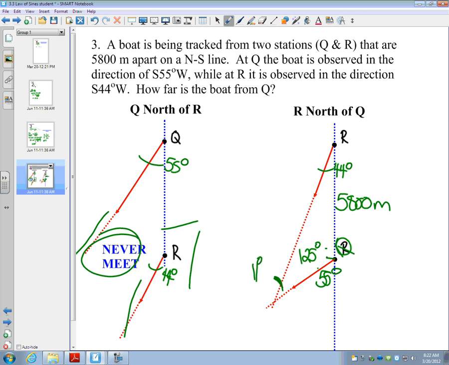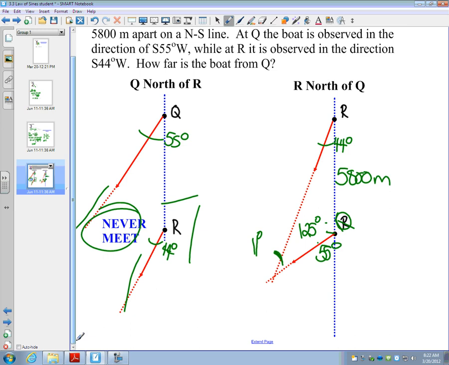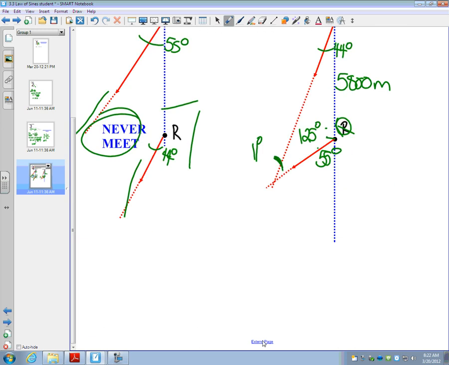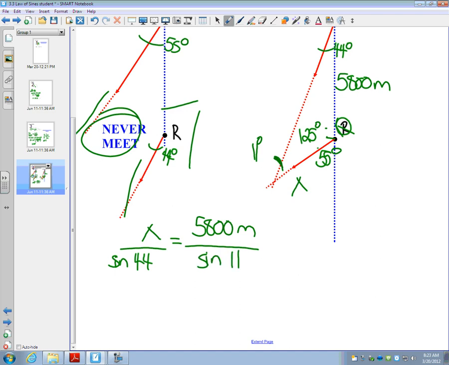Okay, so now we can use the sine law. So we can say that x is to sine of 44, because this is what we really want to find. The question asks us how far the boat is from Q. We want to find this length here, this x. So side length x is to the angle opposite, which is sine of 44, is equal to the other side length we know, 5,800 meters, and the angle opposite of that is 11, so sine of 11.